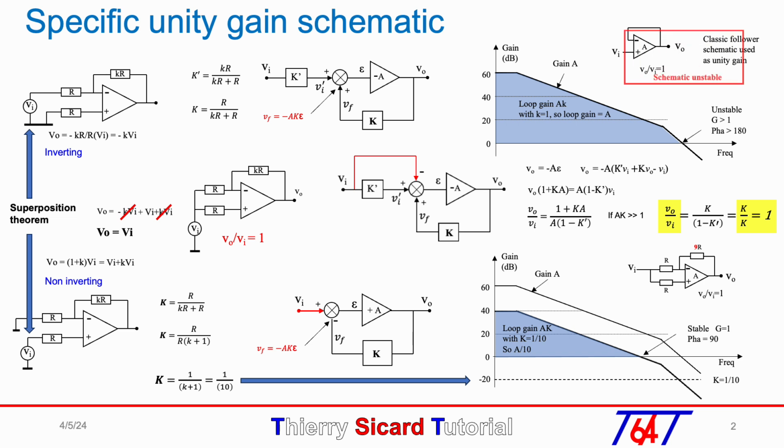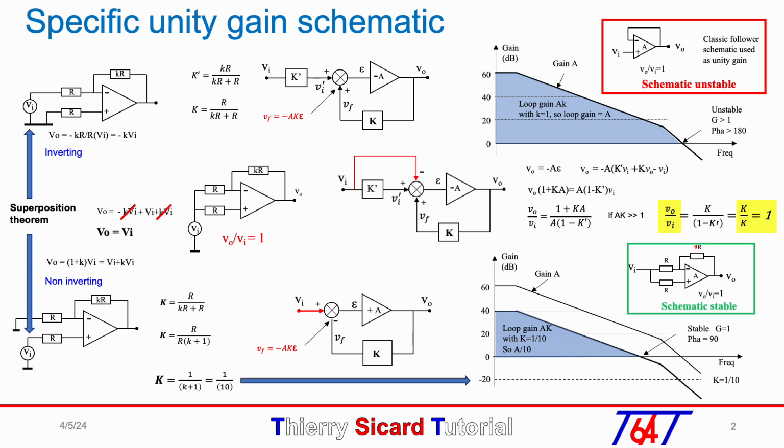In conclusion, the classic unity gain schematic with a follower topology is unstable because k equals 1, but the specific schematic provides a stable unity gain because the open loop gain is divided by 10 with k equal to 1 over 10. The resistance R between Vin and the non-inverting input allows us to get the same input impedance on both inverting and non-inverting inputs. So even if the amplifier has some leakage input current, the offset voltage will be compensated.